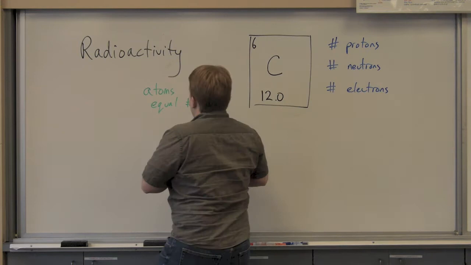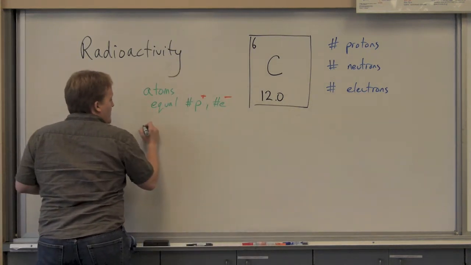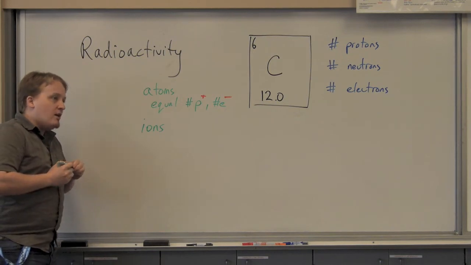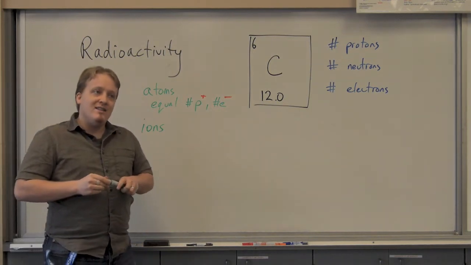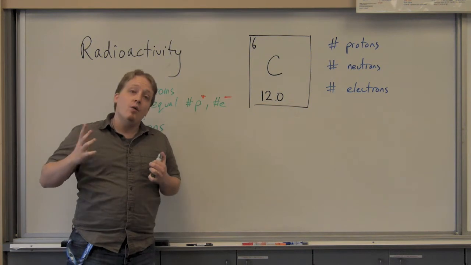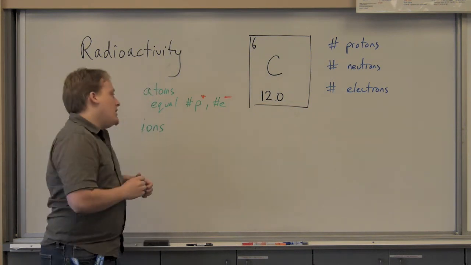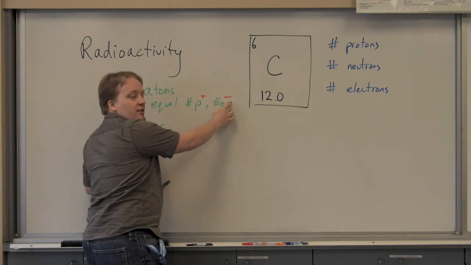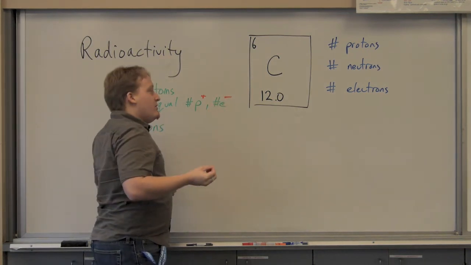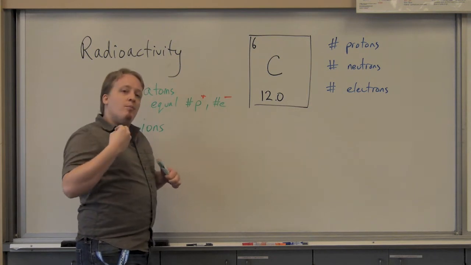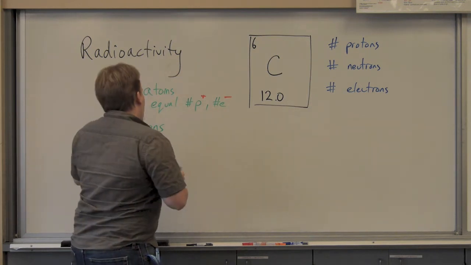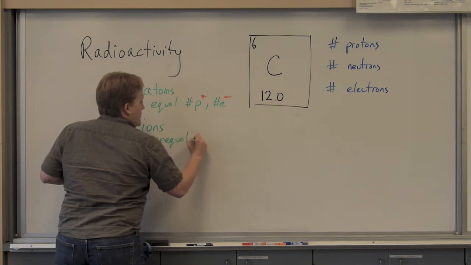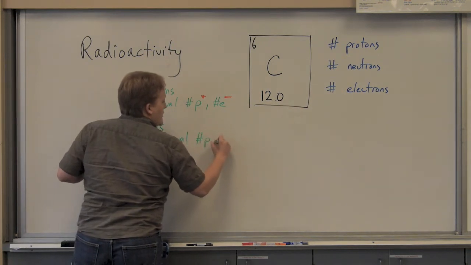Now we also talked already about ions. And ions was a situation wherein external conditions caused electrons to be either gained or lost from our atom. So if we gained electrons, that's gaining extra negative charges. And if we lost electrons, that means we've lost negative charges and more positive charges remain. And so ions was an unequal number of protons and electrons.